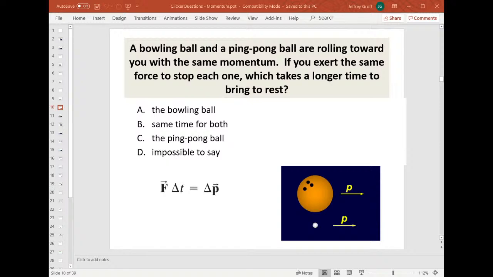A bowling ball and a ping pong ball are rolled toward you with the same momentum. If you exert the same force on each one, which takes a longer time to bring to rest? You see the equation there? That's the equation for impulse, change in momentum, which is also a force exerted over an interval of time. What do you think here?